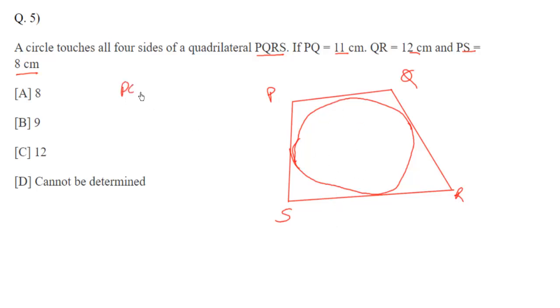That is, PQ plus RS will be equal to PS plus QR. This is the property we'll be using. Three out of four are already known, so the fourth can easily be identified, right? So here the value of PQ is 11. RS is to be identified, right?